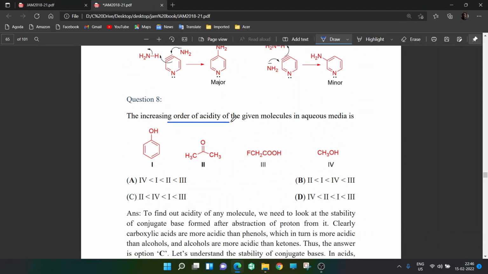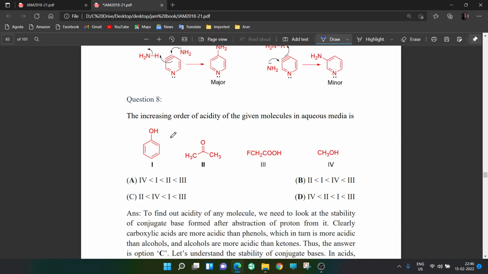The increasing order of acidity in the given molecules in aqueous media. In aqueous media, you know, the acid which is present is H plus or H3O plus. That is the better answer. So how will you know whether anything is more acidic or less acidic? Basically, you have to remove the proton.